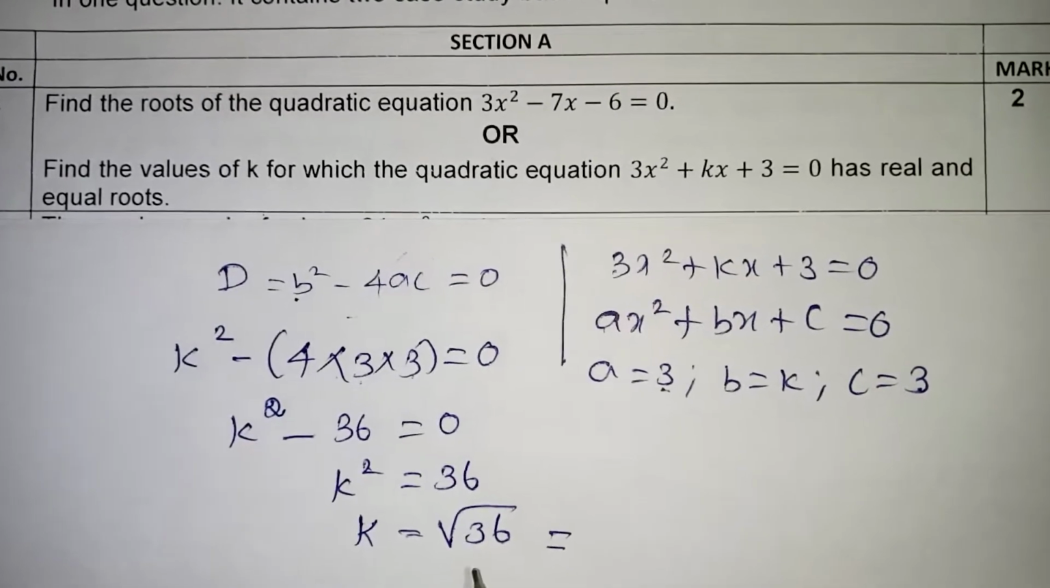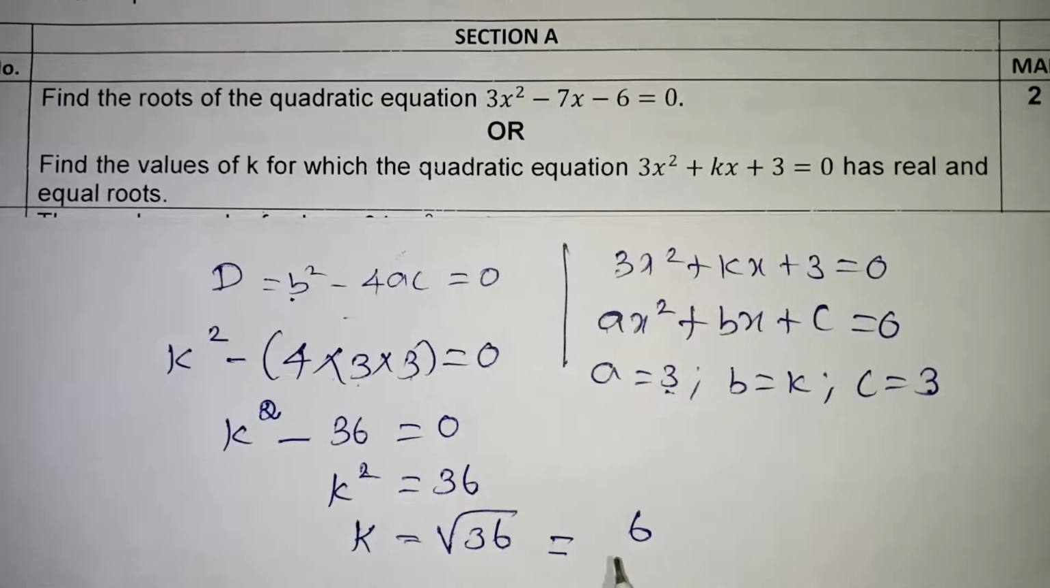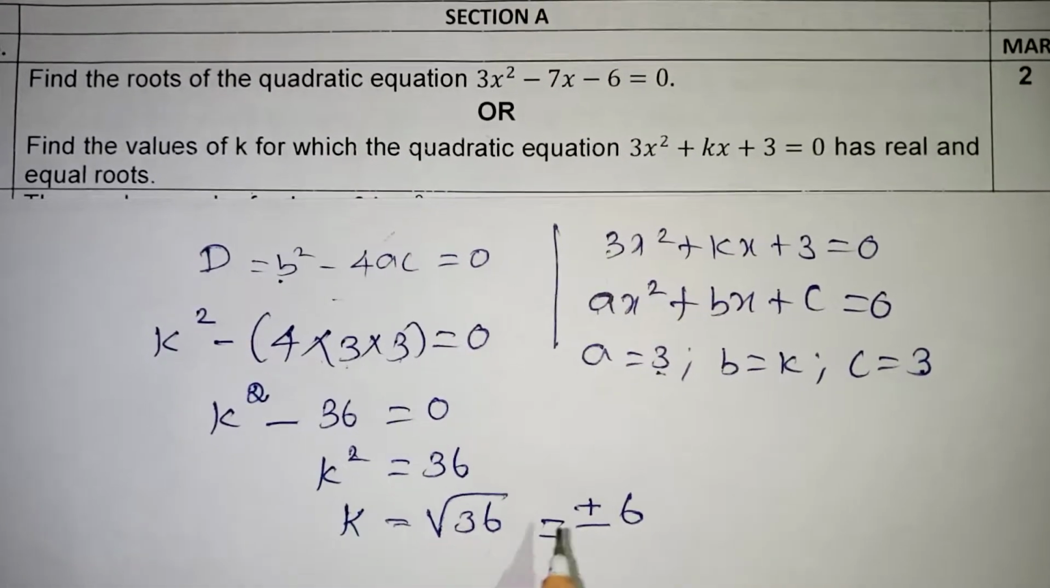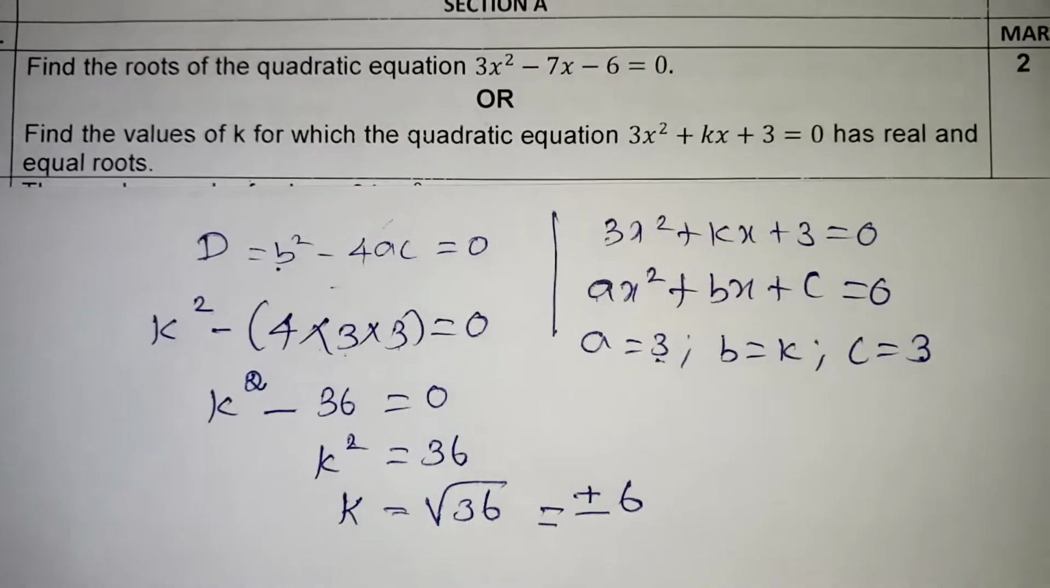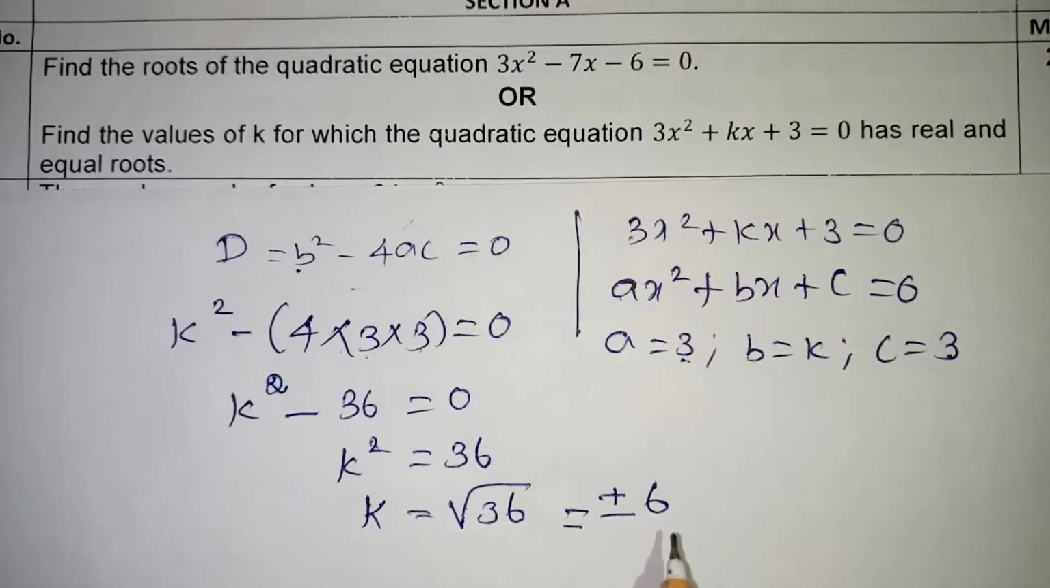Now 36, we are getting root 36. So taking it out, it will come out as 6. You should take the plus or minus sign. Whatever number we are taking out of the root, it will consist of both the symbols plus and minus. So the k value can be plus or minus 6, which is your correct answer.